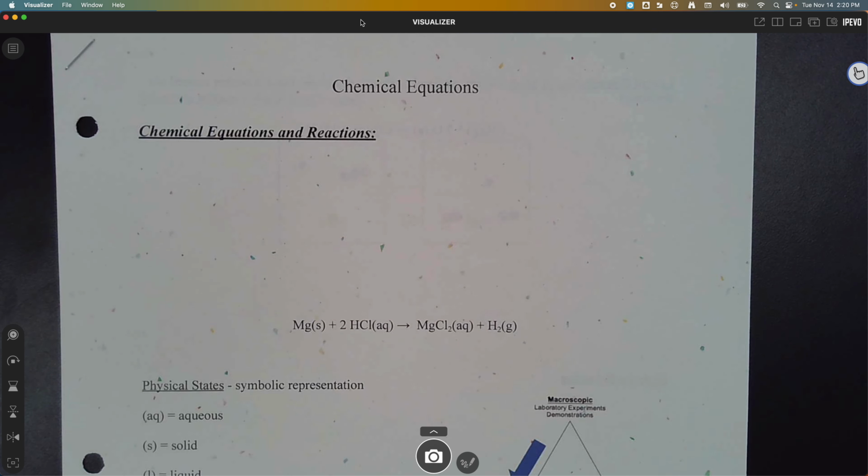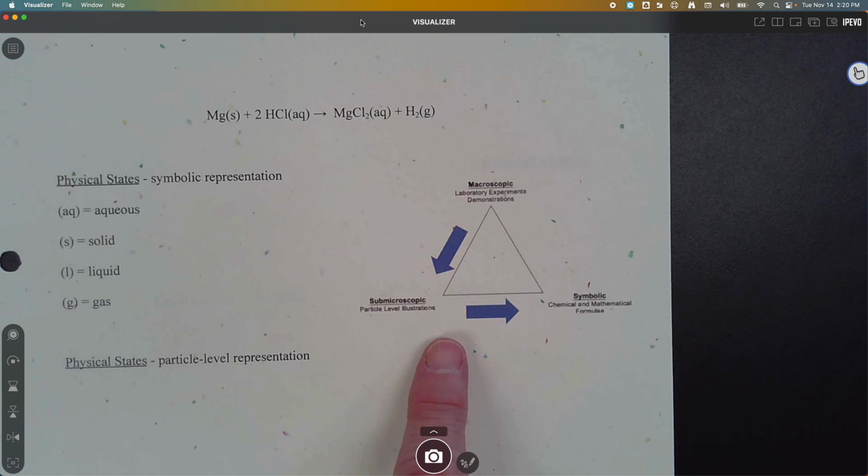Okay, so the goal for today is to get ourselves to the point that we don't need to draw the pictures, but that we do have some awareness of what the chemical equations and chemical reactions are representing. We're essentially making this little journey right here.